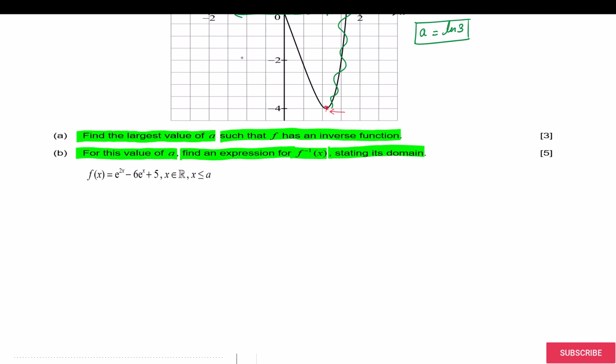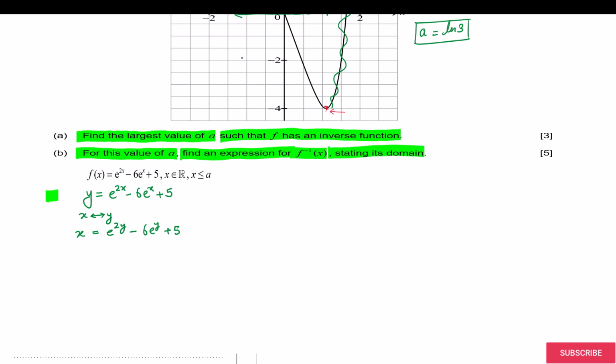If we have f(x) as e^(2x) minus 6e^x plus 5, the first step is writing f(x) as y, so this becomes y equals e^(2x) minus 6e^x plus 5. The second step is to interchange x and y so that we get the inverse in terms of x at the end. So we got x equals e^(2y) minus 6e^y plus 5.